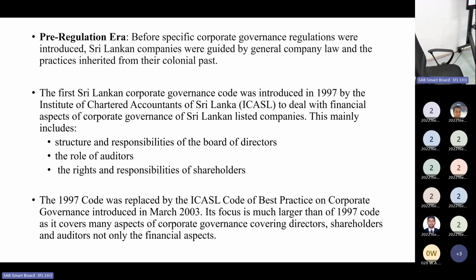Then what happened was, in March 2003, the 1997 code was replaced by the ICSL Code of Best Practice on Corporate Governance. That was on the previous slide. Its focus is much larger than the 1997 code and covers many aspects of corporate governance, including directors, shareholders, and auditors. Not only the financial aspects, but other areas as well.